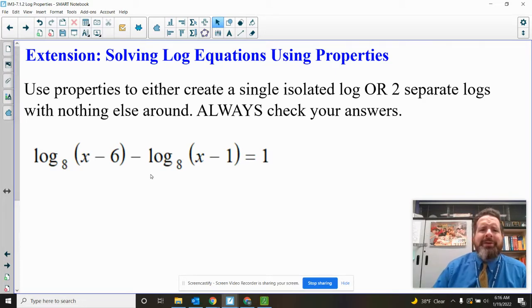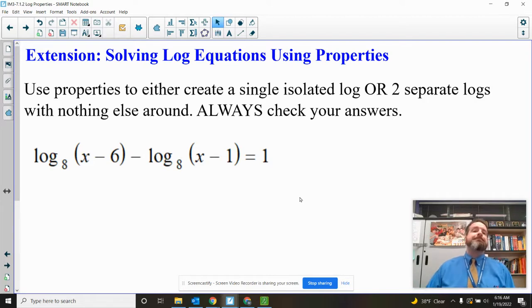In the others, we either had a single log where you could move everything to the other side of the equation and switch to your exponential form, or we had two separate logs, but then nothing else. Here, we have two separate logs and something else, which means it's going to be just slightly more complicated.